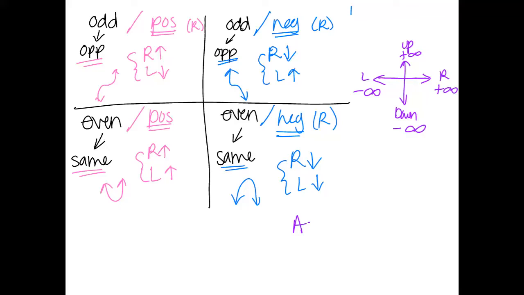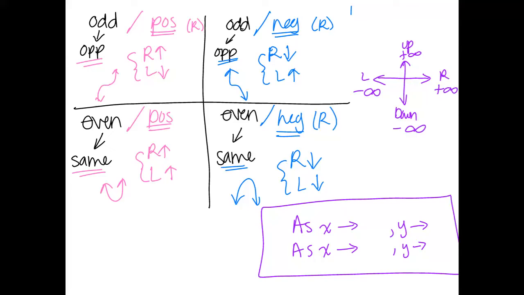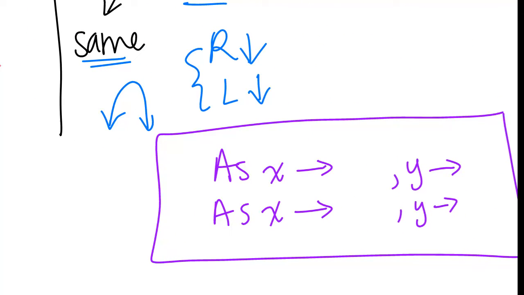So your end behavior is going to be like this: as x approaches, comma, y approaches. And you need two of them because we've got two ends of the graph. So this is our end goal, to write the end behavior like that. Okay? And so if you remember, the first two pieces tell us if it's the left side or the right side, and then the last two pieces tell you if it's up or down for the y-axis. Okay?